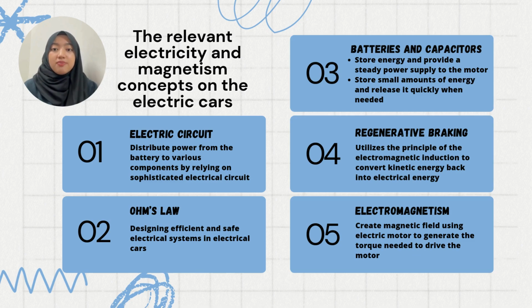Next, regenerative braking is a key feature in electric cars that helps recover energy when the car slows down. Electric cars use electromagnetic induction to convert kinetic energy back into electrical energy, recharging the battery during braking. Regenerative braking helps extend the driving range of electric cars by recapturing some of the energy that is usually lost during braking.